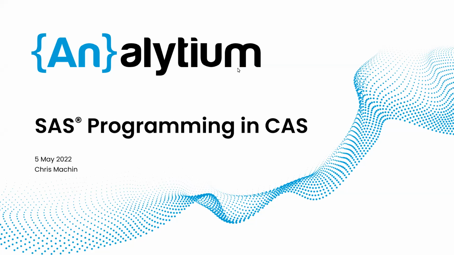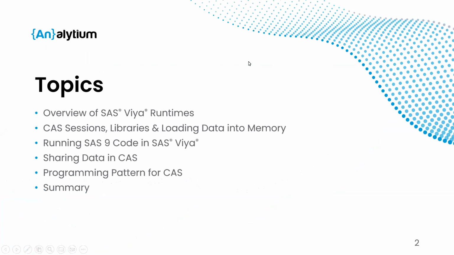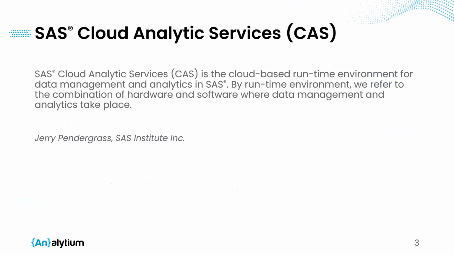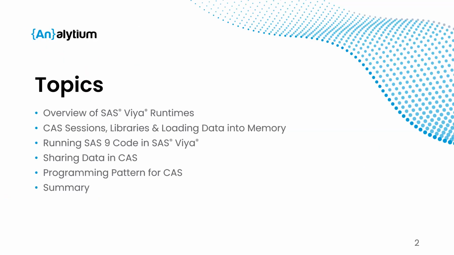Today I'm going to talk about SAS programming for the Cloud Analytic Server and how we can access the CAS functionality. I'll look at some of the basics around the Viya runtimes, CAS sessions and libraries, how to load data into CAS tables, running SAS code in Viya and the differences between CAS and SAS-based processing. How to share and save data in CAS, a suggested programming pattern, and a brief demo just to bring it all together.